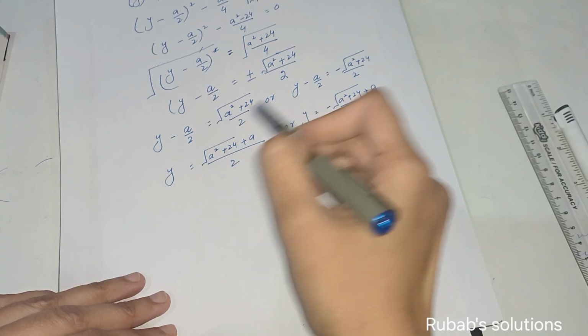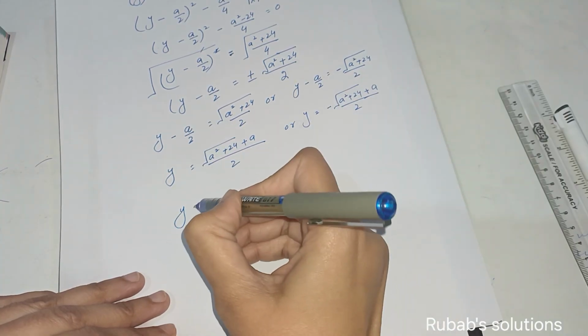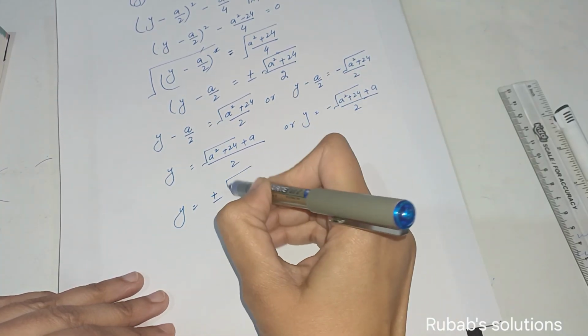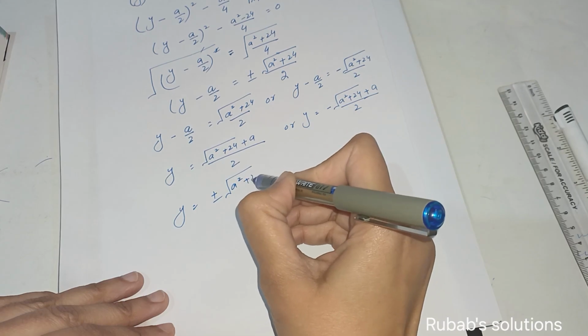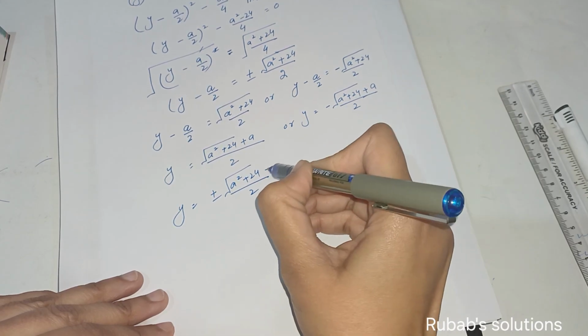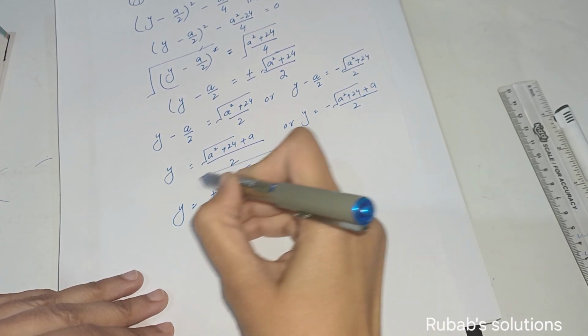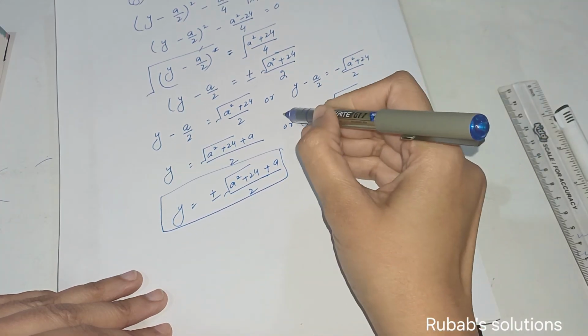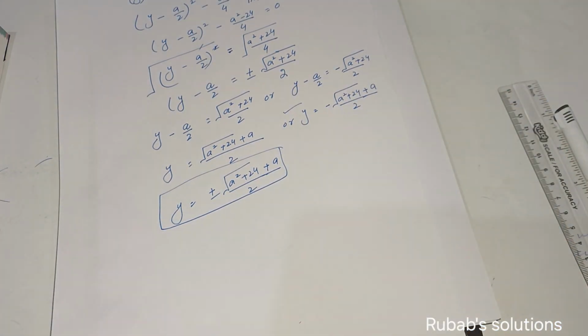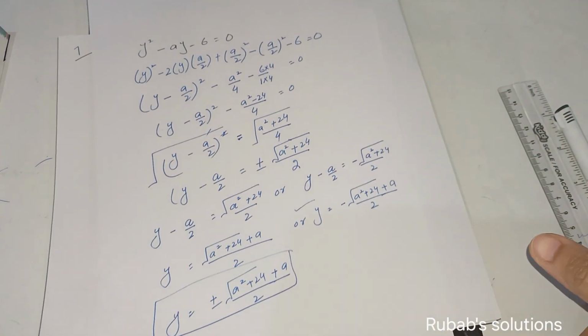So you can write it in one single term as well. If you want to give a single answer, it will be plus or minus the square root of a squared plus 24 divided by 2, plus a. This answer is also fine, and if you want to give the answers in separate form, that is the separate form. Hope the question is clear to you.